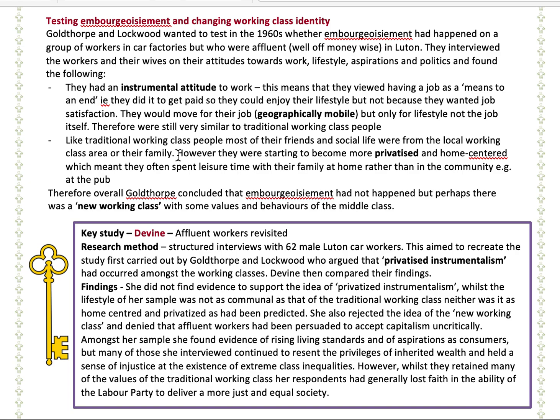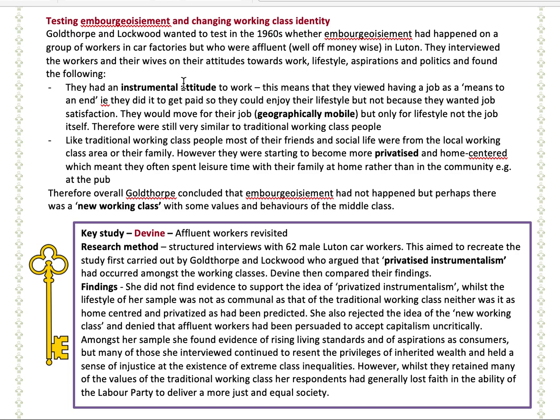And he argued that the family was becoming more privatised, so the idea that they were spending more time at home, men were spending more of their leisure time with their family. So that also indicated they were becoming slightly more towards the middle class.